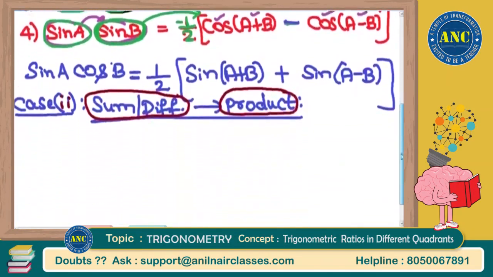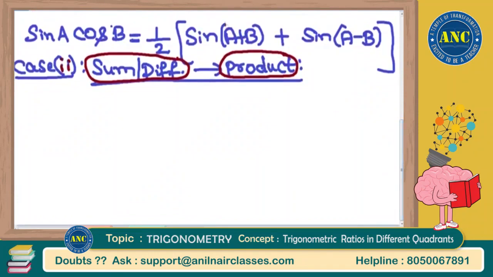That means, whatever I wrote on the right hand side, I will write this time on the left hand side. Similarly, whatever I wrote on the left hand side, I will write on the right hand side. And this 1 by 2 also, convert it to multiplication. Cross multiply, this 2 will go to the right hand side.